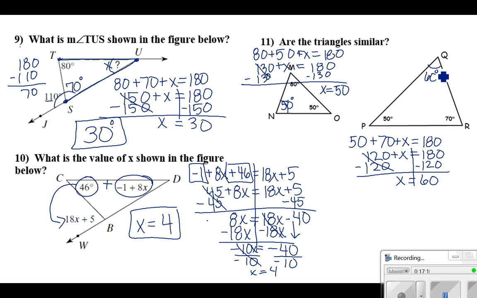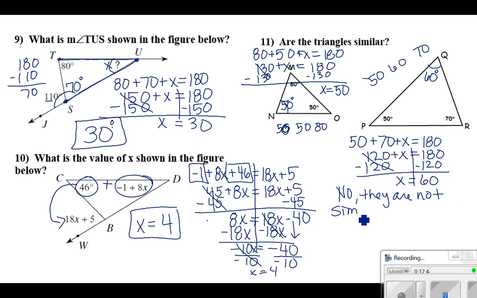So now we can look at both of the triangles. We have 50, 50, and an 80 on this one. And this one, we have 50, 60, and 70. So no, they are not similar, because corresponding angles are not congruent.